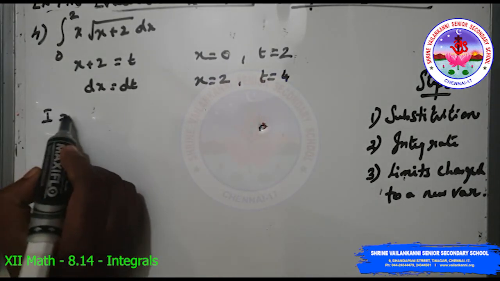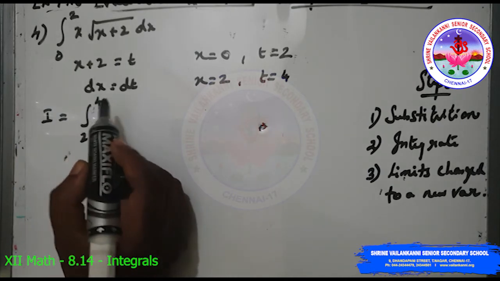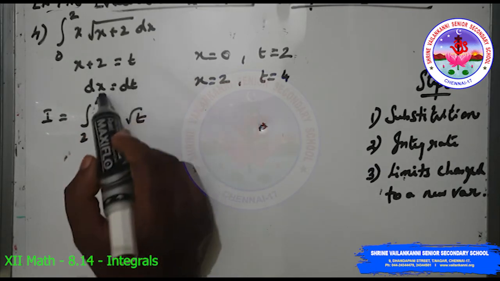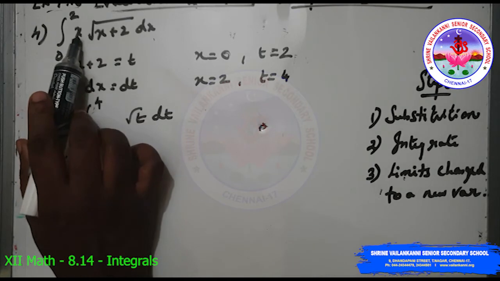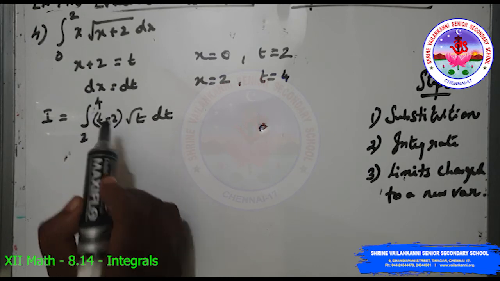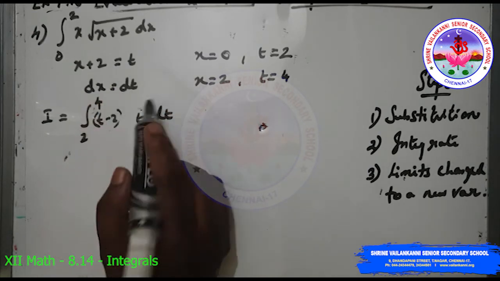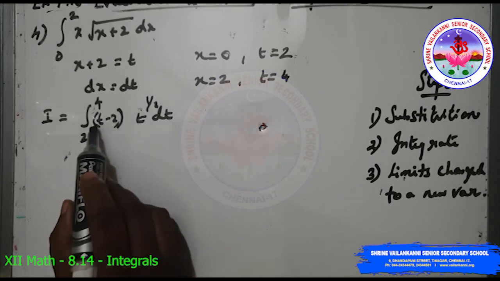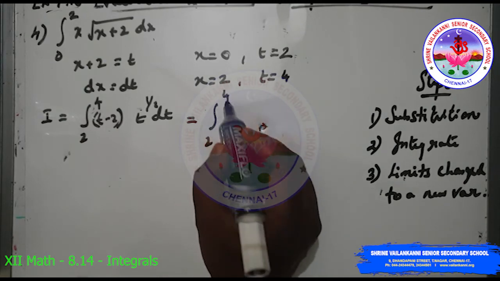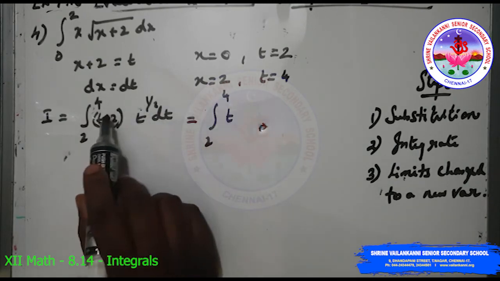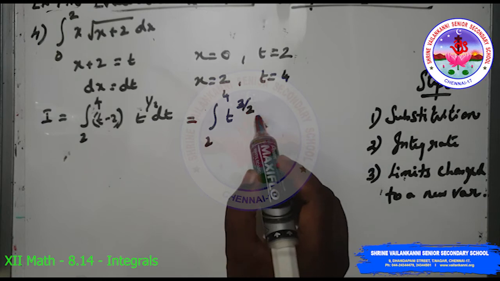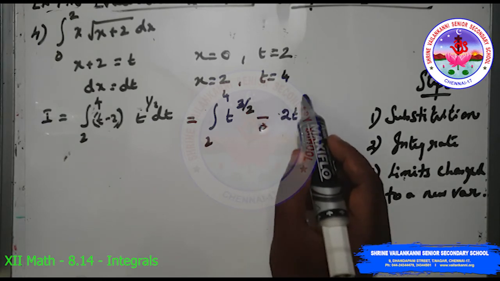So substituting here, I equal to integral from 2 to 4. X plus 2 is t, so it is root t, and dx is dt. Here x is t minus 2, so t minus 2. Root t is t power half. So multiplying t minus 2 and t power half, which is equal to integral of 2 to 4, t power half plus 1, which is 3 by 2, minus 2 into t power half.